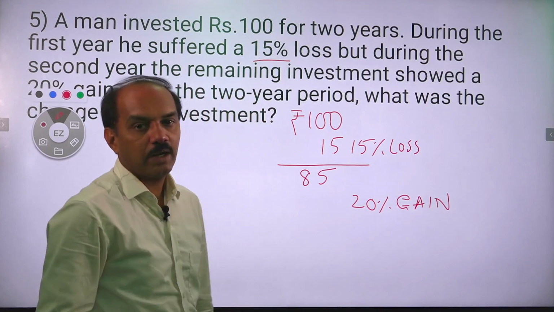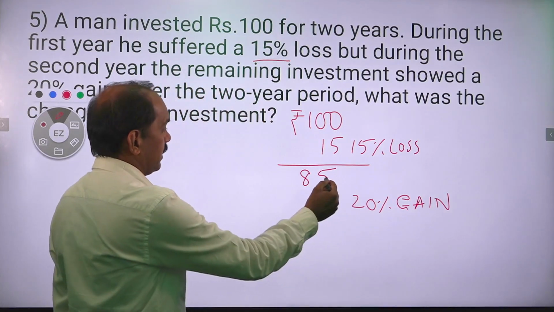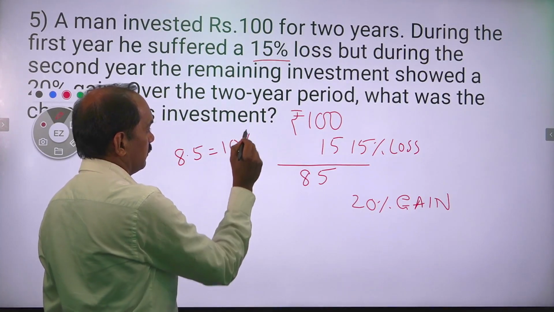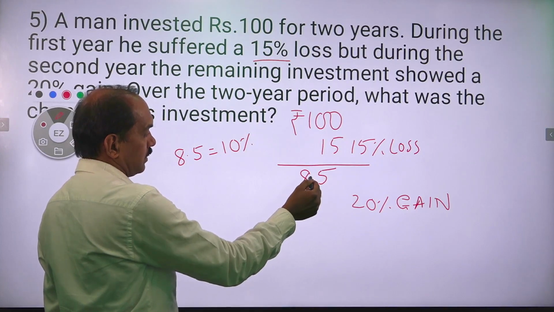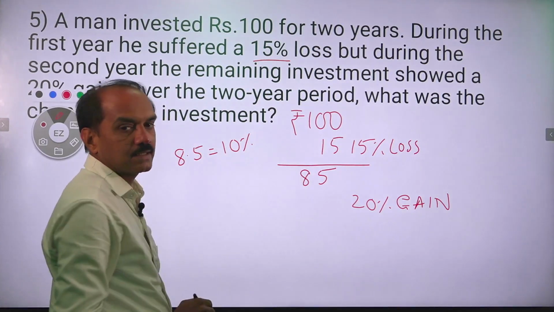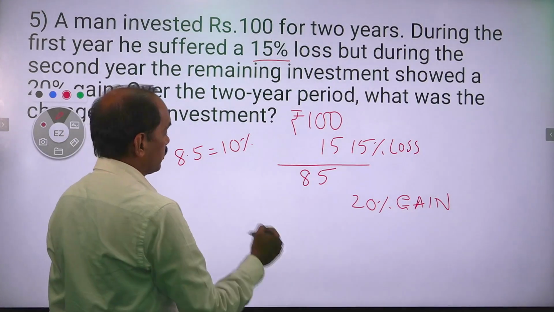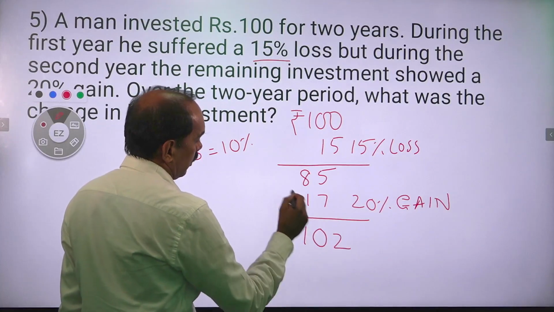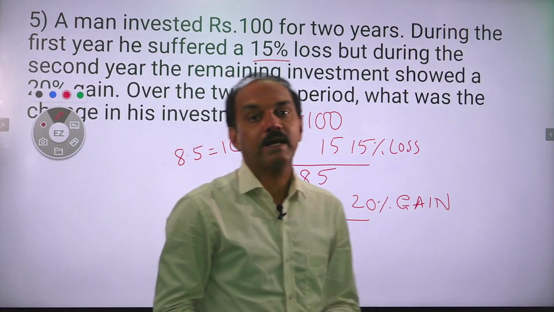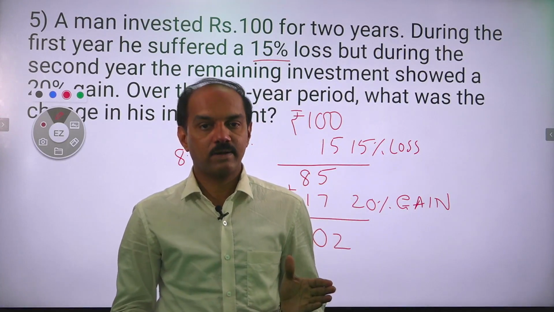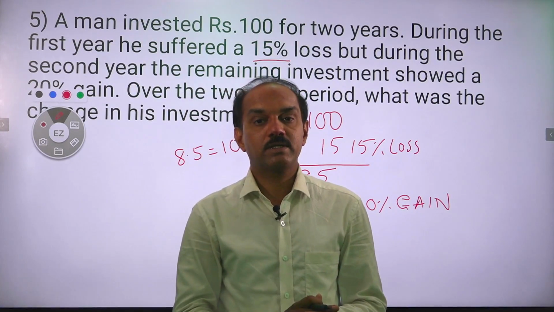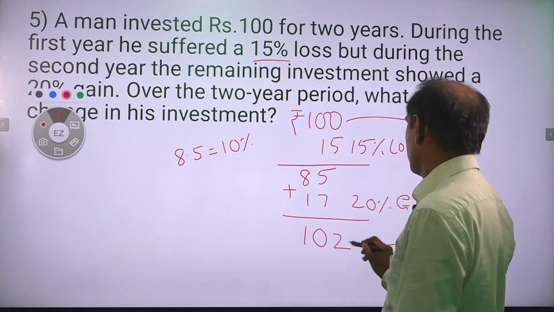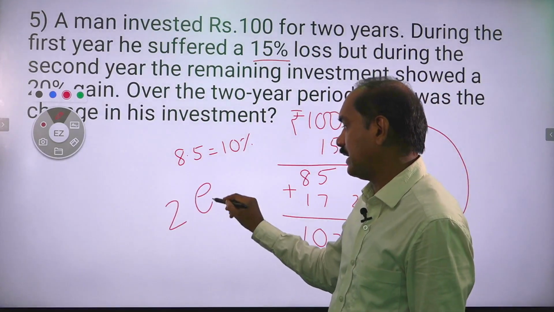How do you find out 20% quickly? From the right hand side, after one digit, if you give the point, it will get you 10%. 8.5 is 10%. Double of this, 20%, is 17 rupees. Meaning now his investment stands at 102. It was 100 and after 2 years it became 102, meaning 2 rupees is his gain.